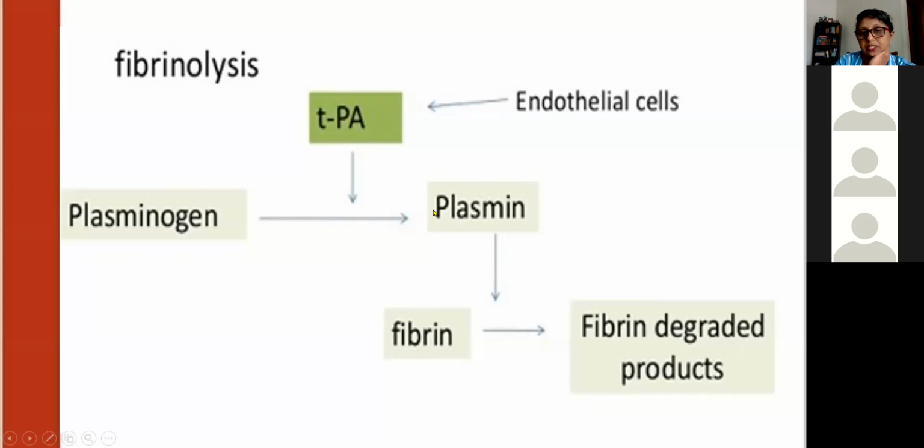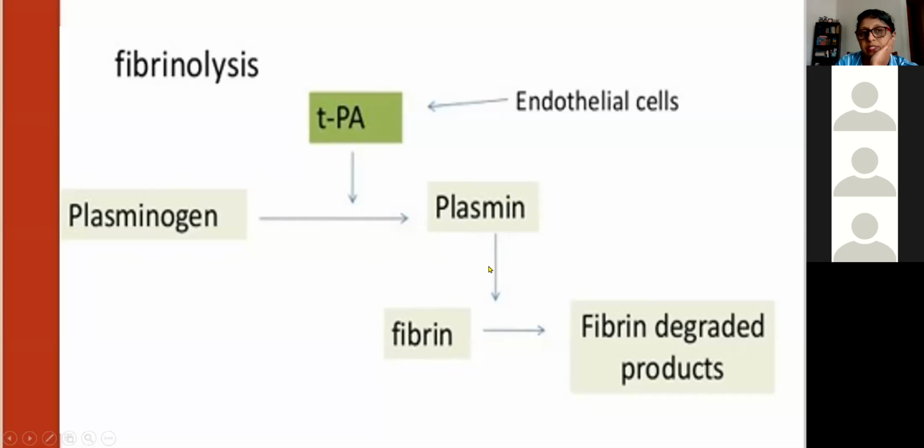So plasmin is the most important. That is how, once a clot is formed and the repair is over, this fibrinolytic system will come into action and everything will go like that. Otherwise, it would be a continuous process of clot formation, which should not be allowed. So plasmin comes into action and converts fibrin to fibrin degradation products.